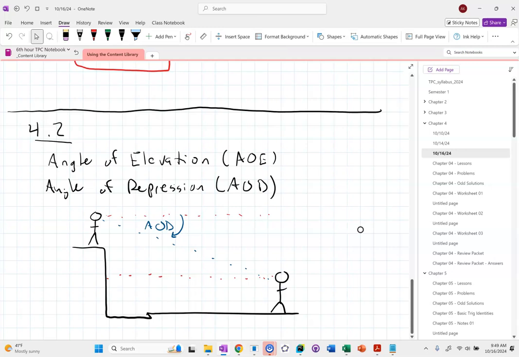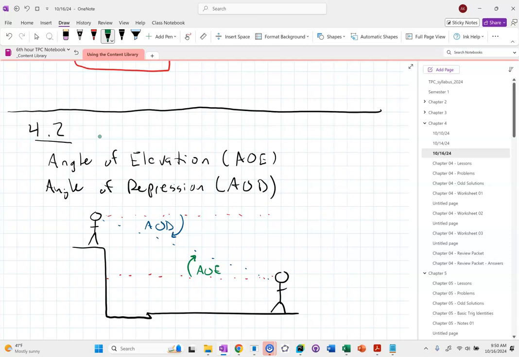If you're the person on the bottom, you're looking straight ahead. To see the person up high, you have to tilt your neck up. So that's going to make this an angle of elevation. Everybody's okay there? This is the gist of it.